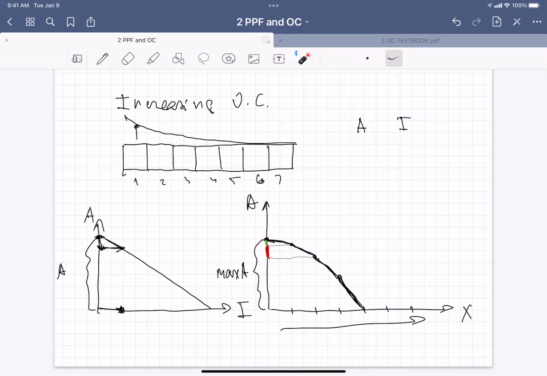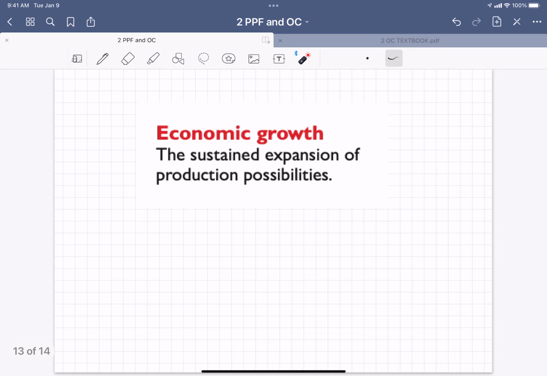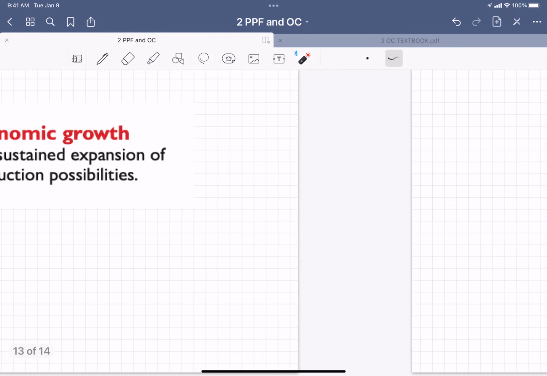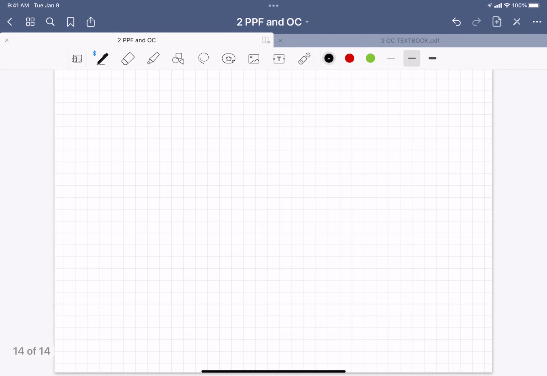All right, so that explains why in real life we expect an increasing opportunity cost situation. And now we can move on and talk about economic growth. The definition we get in the book is that economic growth is the sustained expansion of production possibilities. So basically what's happening here is that either the resources we have are increasing, or our technology is improving. And let's do it really quick because we're already over an hour.